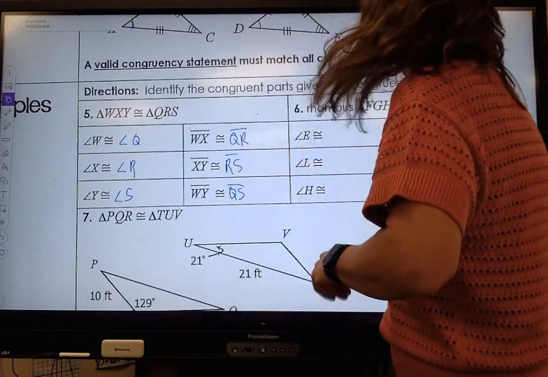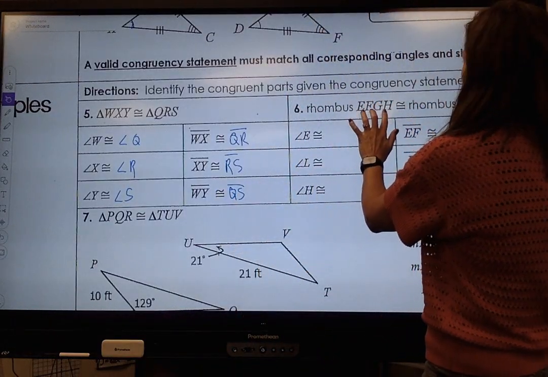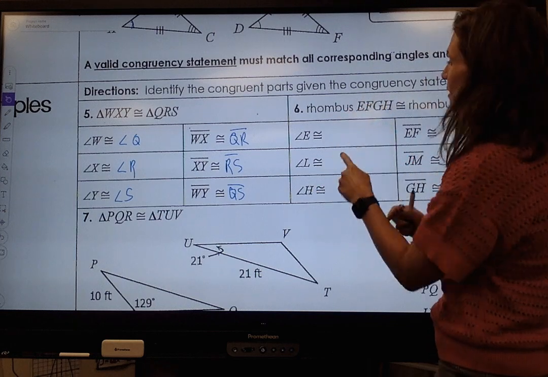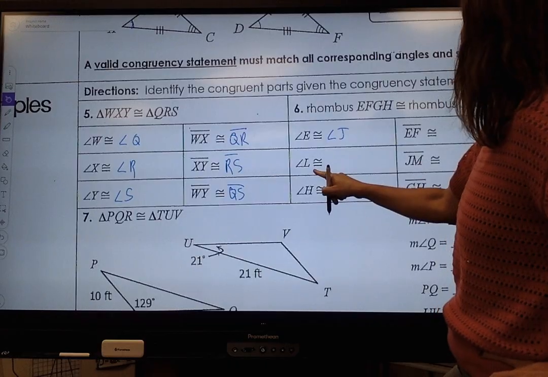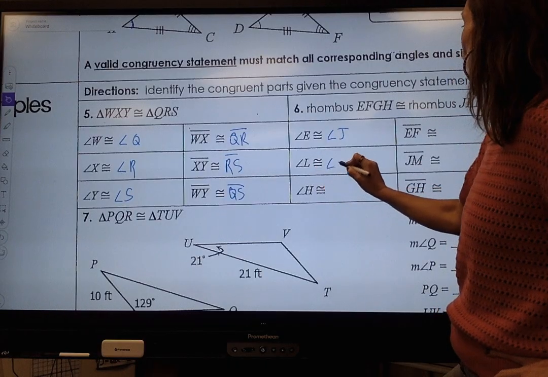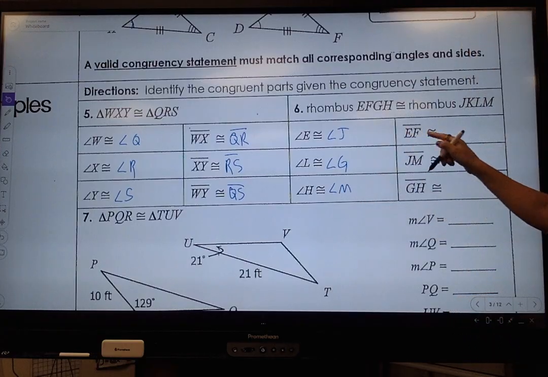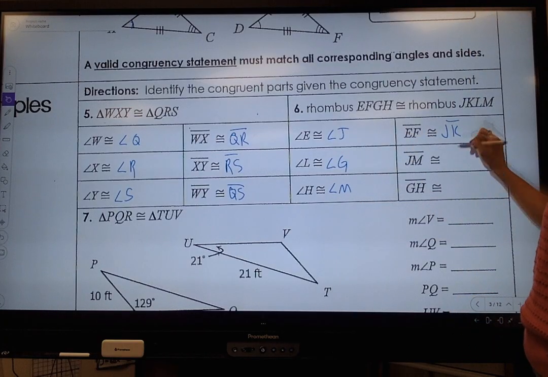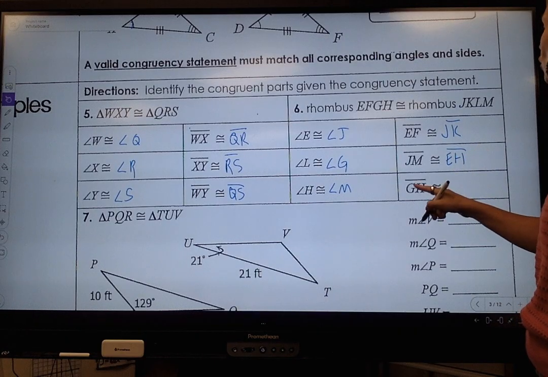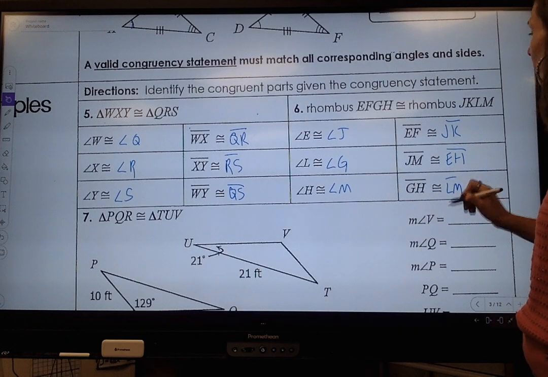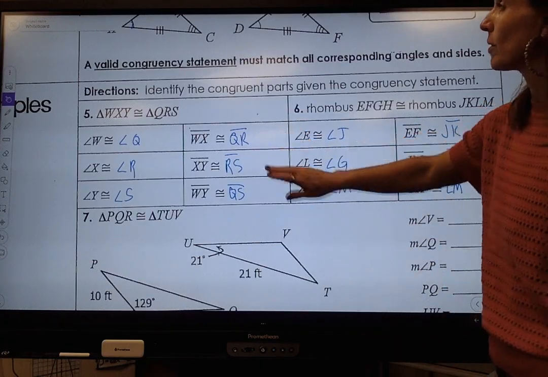Big Daddy statement. So rhombus, same thing. Even though it has 4, I still have 4 congruent angles and 4 congruent sides. So angle E is congruent to angle J. Angle L is congruent to angle G. Angle H is congruent to angle M. EF is congruent to JK. JM is congruent to EH. And GH is congruent to LM. So that is my Big Daddy statement, congruency statements.